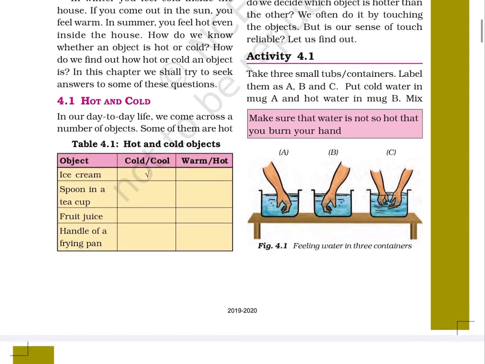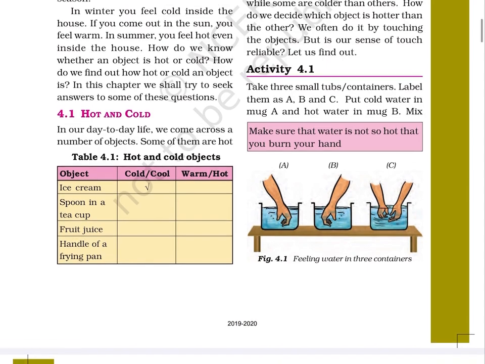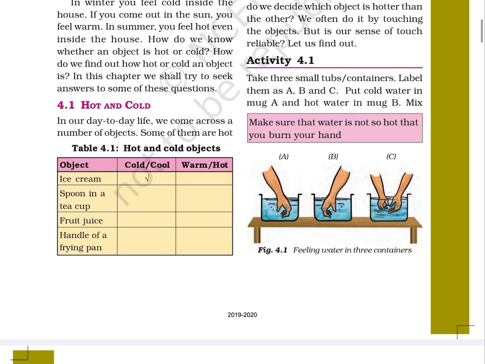Table 4.1 Hot and Cold Objects. There's a table given here. In this table, there are 3 columns and 4 rows. In column 1, we have object. Column 2 is labeled cold or cool. Column 3 is labeled warm or hot. The objects are ice cream, spoon in a teacup, fruit juice, handle of a frying pan.